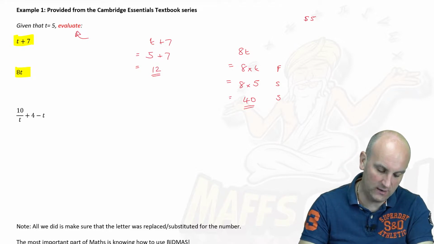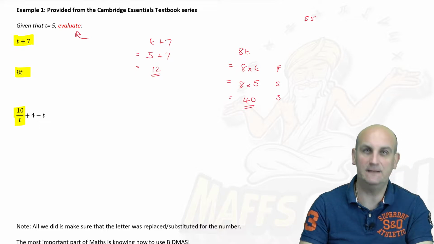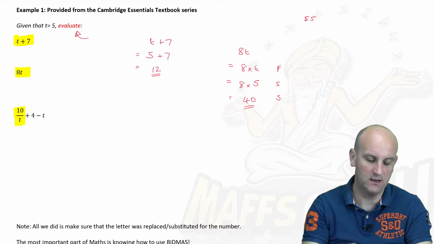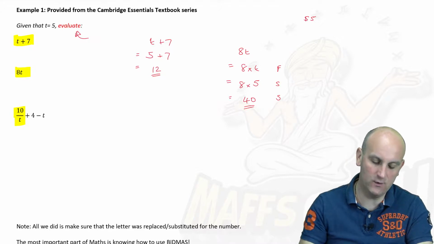What have I got here now? I've got 10 over t. Now, 10 on top of the t, what does that mean? It's the divide sign. Plus 4 minus t. Okay, you are not going to trick me.